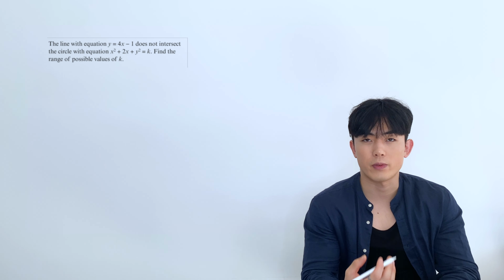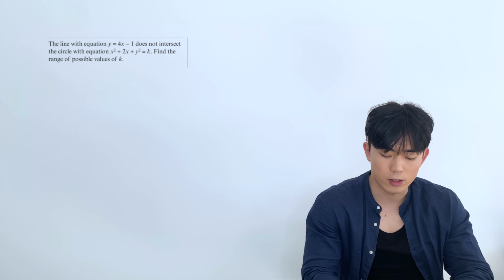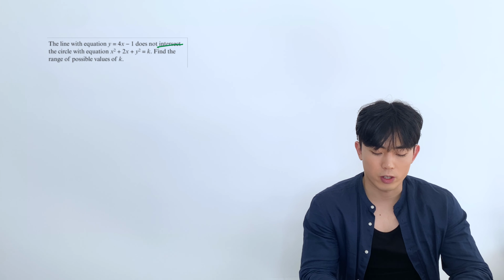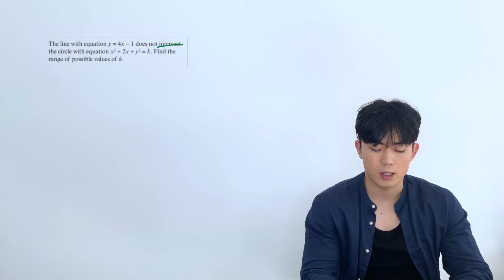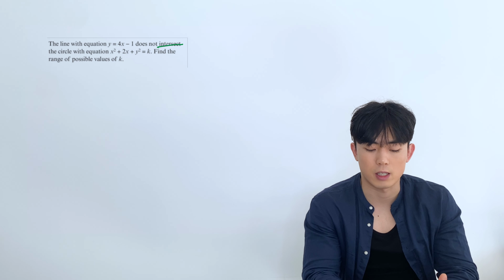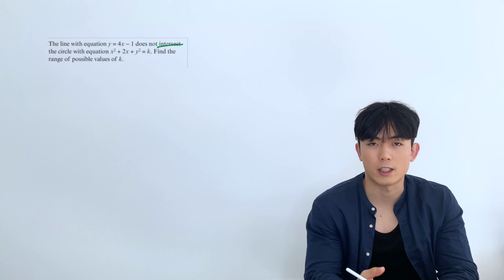Right, let's try another more difficult question. We have a line with the equation y equals 4x minus 1, and it does not intersect the circle with the equation x squared plus 2x plus y squared is k. Find the range of possible values of k. So it does not intersect. As we said earlier, if it does not intersect, even if we plug it in, we won't get a solution. So what we're going to be doing is looking at the discriminant.